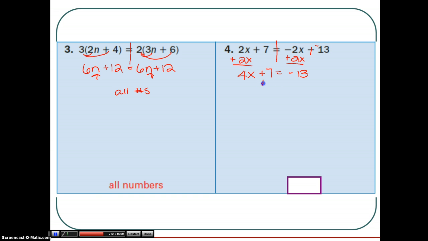Here's your two-step. Constant is 7, add the opposite. Two sides to the problem. Two negatives, just add. Keep that negative sign. This is 0, so you're left with 4x. Divide by the coefficient. X equals negative 5.